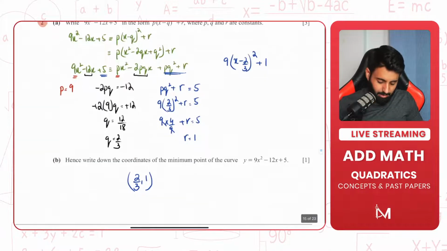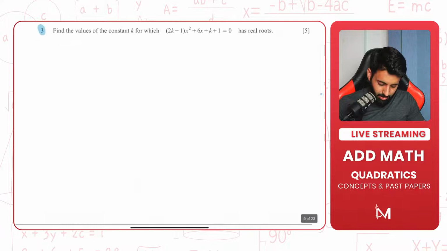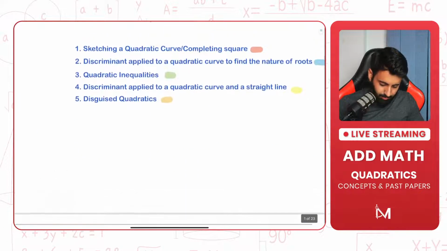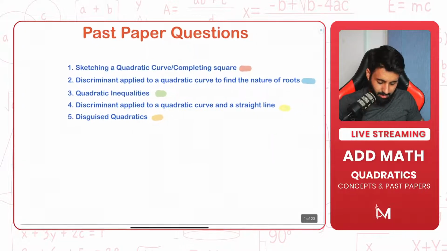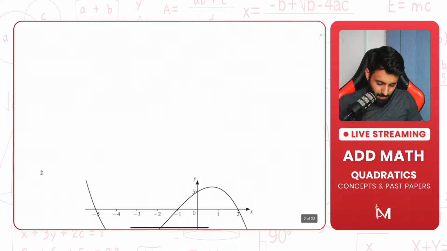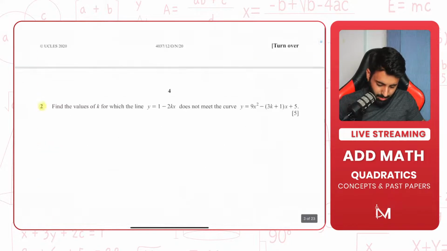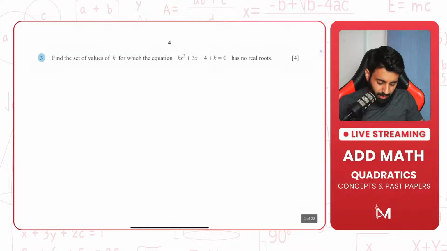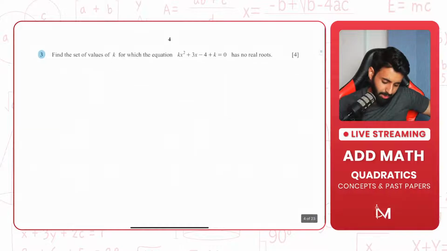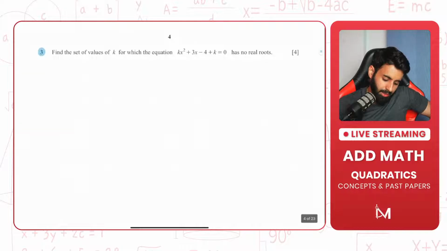Okay, so here we have some example questions which we are going to solve. And this, by the way, is concept number 2. Okay, that is the discriminant applied to a quadratic curve to find the nature of roots. And that's what I've highlighted in blue. Okay, so it says here, find the set of values for which the equation has no real roots. Now, chances are that you might solve this and end up with a quadratic inequality. But in this case, that won't happen.